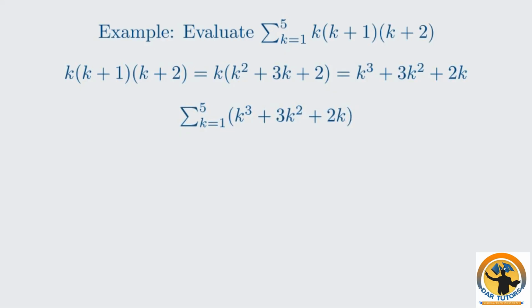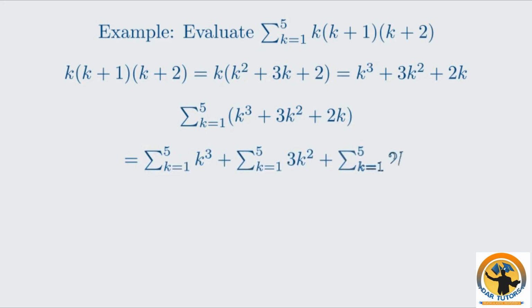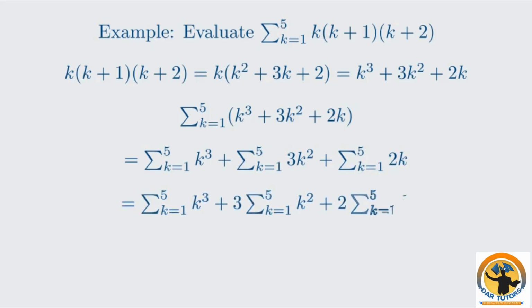Next, we apply the sum and difference rule to split this into 3 separate summations. This gives us the sum of k cubed plus the sum of 3k squared plus the sum of 2k. Now, we apply the constant multiple rule to the second and third summations. We pull the 3 out of the second sum and the 2 out of the third sum. This leaves us with 3 standard summations. Now we just need to evaluate each of these 3 parts.